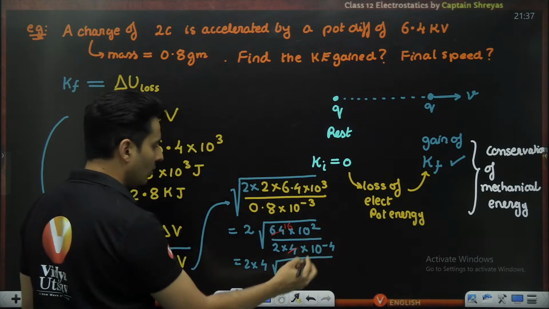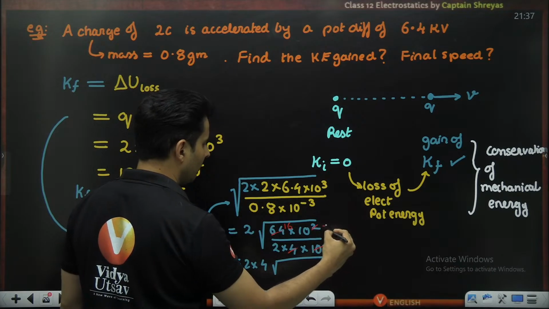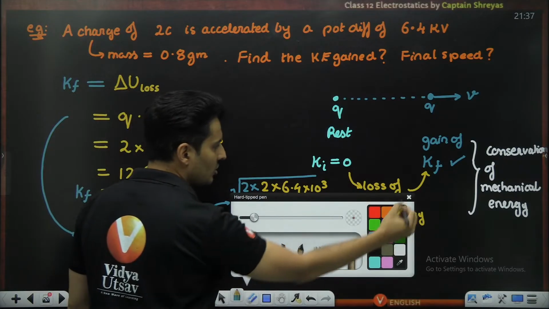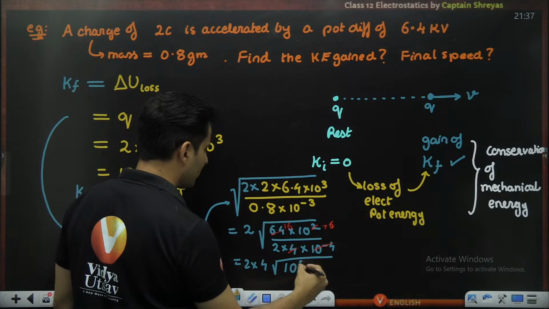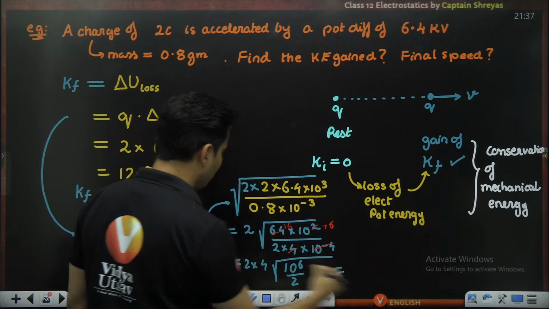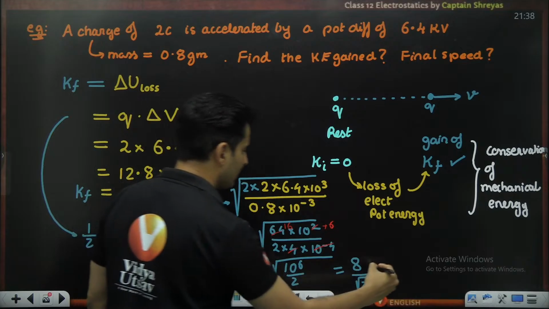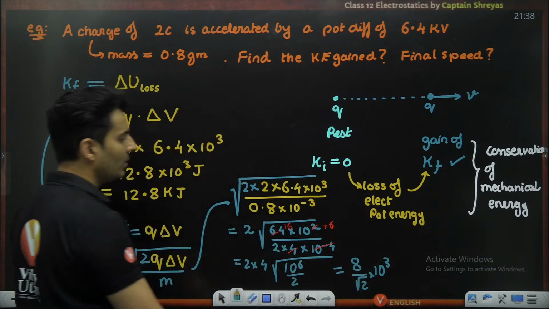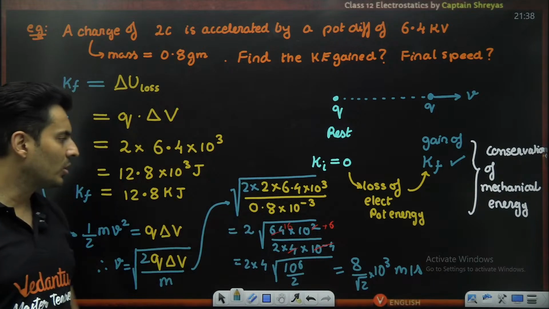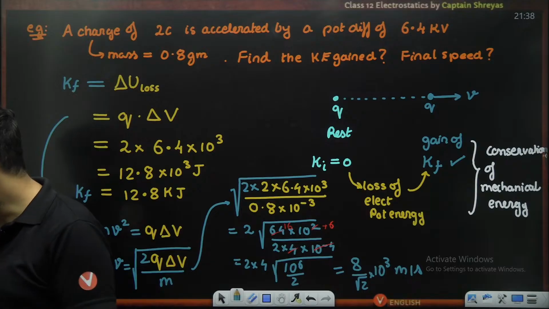And inside the root, what is there? Let's think carefully. This minus 4 will go on the top and it will become plus 6. 2 plus 4 is basically 6. Root of 10 raised to 6 will remain. And below this, 2 is remaining. So this will be nothing but 2 fours are 8 by root 2. 10 to the power 6 is nothing but 10 to the power 3 when you take the root. This much meters per second is the answer: 8 by root 2 into 10 to the power 3. Is that clear, everyone? Yeah.